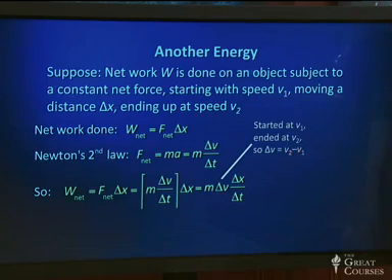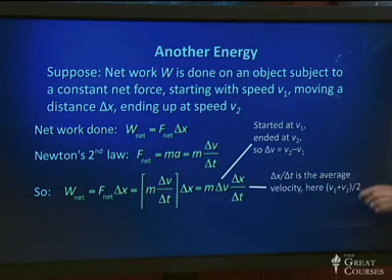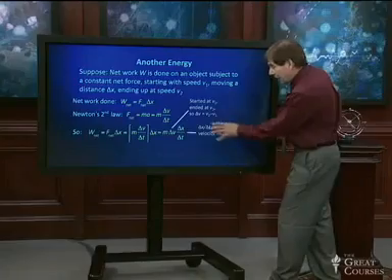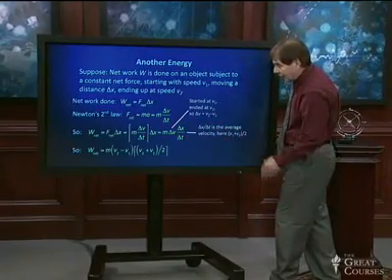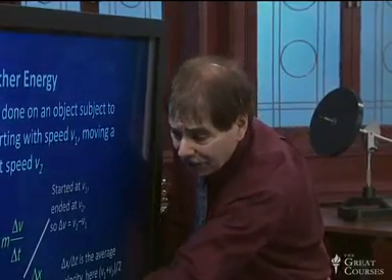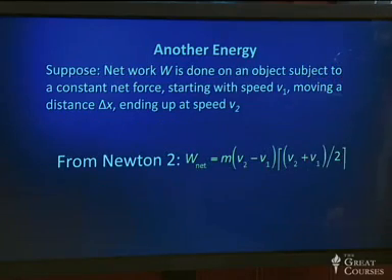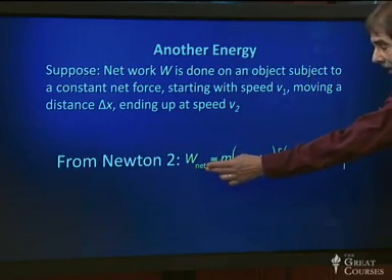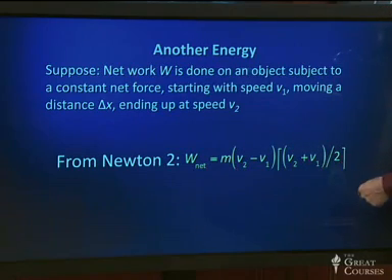So delta v is v2 minus v1. Delta x over delta t is the average velocity. That's v1 plus v2 divided by 2, as we found way back in an earlier lecture. So there we have a new expression for the work that was done. So if I work that all out, delta v is v2 minus v1. The average velocity is v2 plus v1 over 2. And so from Newton's second law, the net work I've done is the mass times the difference in velocities times the sum of the two velocities, starting and ending, divided by 2.